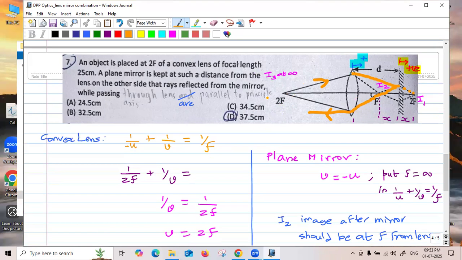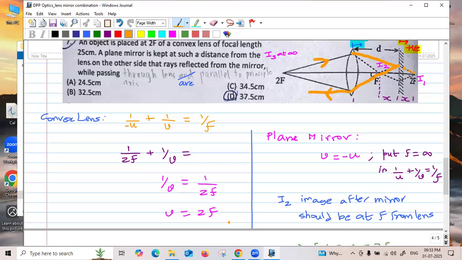So u is, focal length is positive for a convex lens. So since u should be negative in this particular case, it should be minus 2f. So u is minus 2f. So if you put that in correctly, the first term will be 1 by 2f. So from this I get v as 2f. So this distance v of this I1 from this lens is 2f.